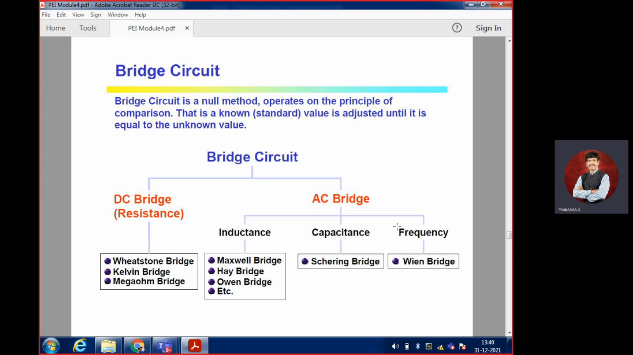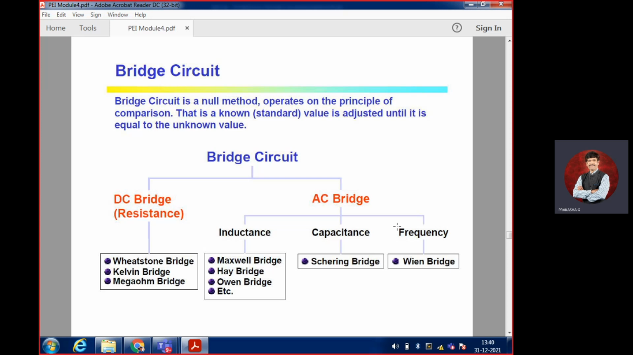Similarly, our circuit may have n number of elements. Out of n elements, one element is unknown. By adjusting the existing elements, we are able to find out the value of the unknown element. We already did this in the lab, two experiments, where we were measuring only resistance. But there are many other quantities we can measure: capacitance, inductance, frequency, and so on.